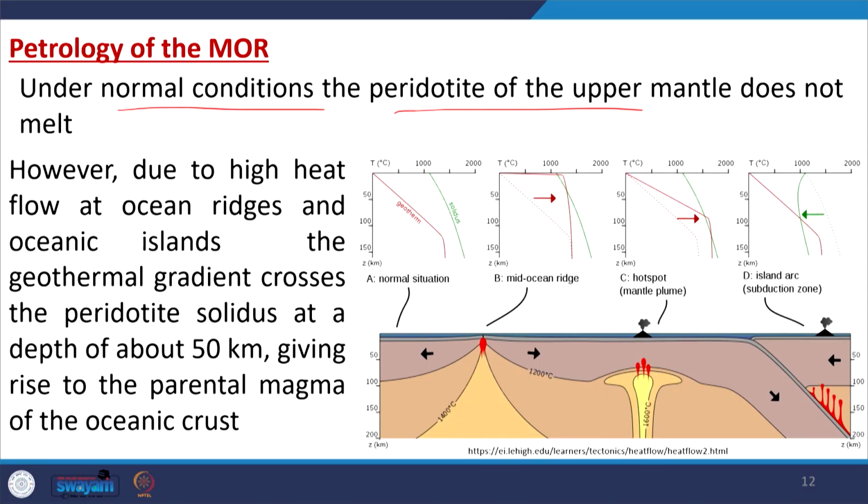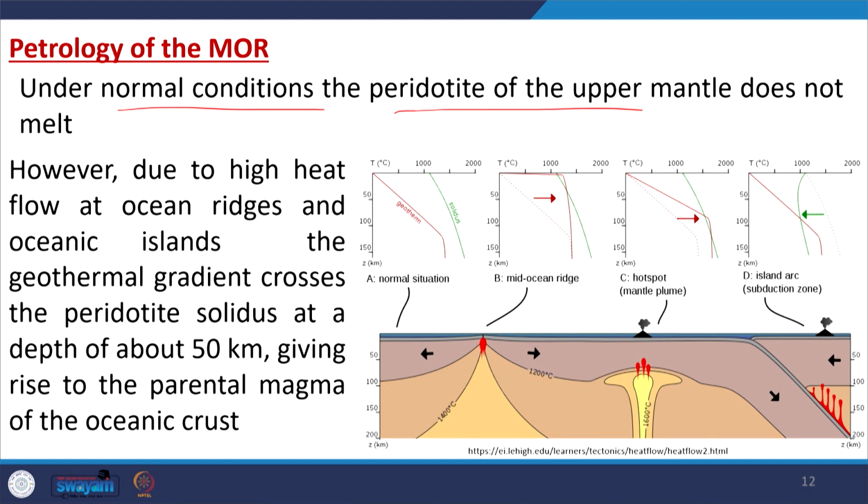So, for that, what is exactly happening here is called decompressional melting. Decompressional melting means we are releasing the pressure, we are reducing the pressure. Once we are reducing the pressure, the geotherm and the melting point are cross cutting each other. So, that is why this mantle peridotite is melting. Due to high heat flow at the ocean ridges and the oceanic islands, the geothermal gradient crosses the peridotitic solidus at a depth of about 50 km, giving rise to this parental magma of the ocean crust.